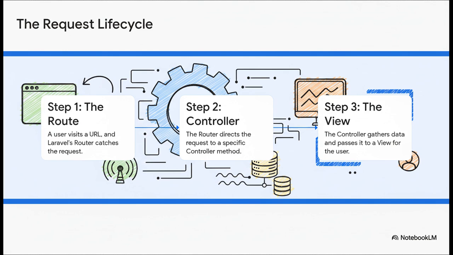First, the route acts like a traffic cop. It sees the URL request. Second, the route sends that request to a specific controller, which is where all the thinking and logic happens. And third, the controller gathers up any data it needs and passes it to a view, which is the final web page the user sees. Route, controller, view. It's a clean, organized pattern that just makes sense.